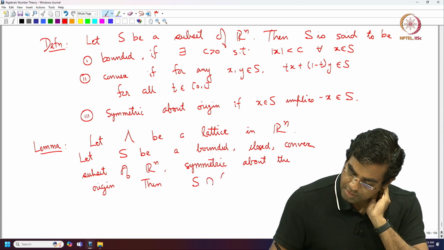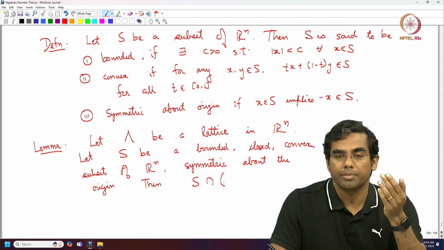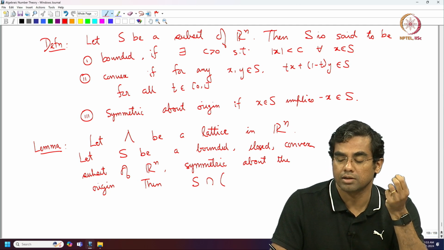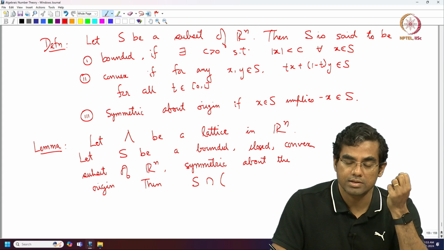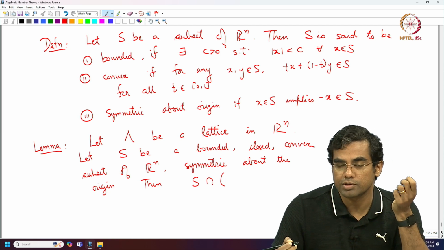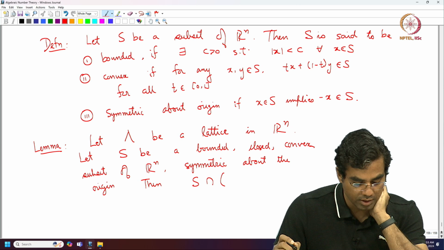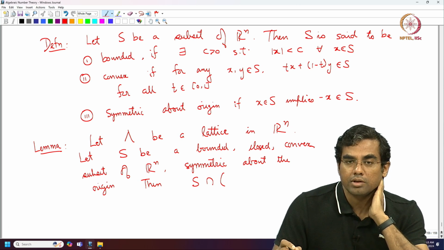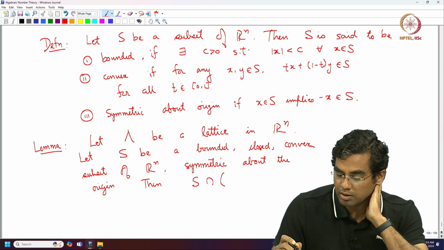I am saying that S is symmetric about the origin. So, if S contains a point x, then it will contain the point minus x, and hence it will contain the point 0, because 0 is half of x plus half of minus x, for example. So, the origin will always be in the set S as long as S is non-empty.